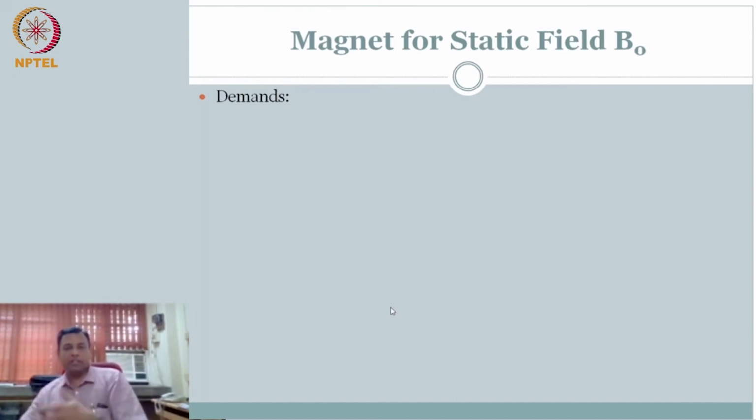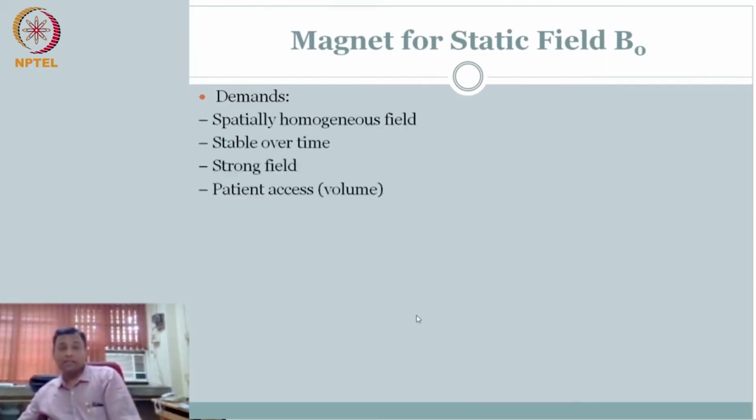I buy a machine, I buy a magnet today. That magnetic field strength should be the same, whatever is calibrated, whatever is listed. It's a 1.5 Tesla machine. It has to be 1.5 Tesla over a long period of time. It cannot be 1.5 Tesla only for the first month. Then you are in trouble. So the demands are, you have to have a spatially homogeneous field, and it should be stable over time.